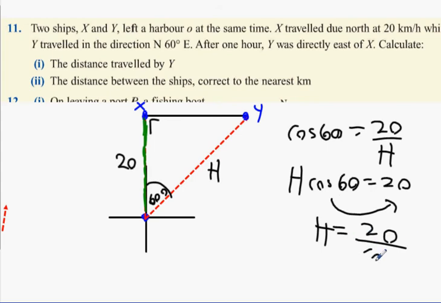20 all over cos 60, which is? Anybody? 40. H equals 40. Now, H is clearly the biggest one in the triangle. It's 40.